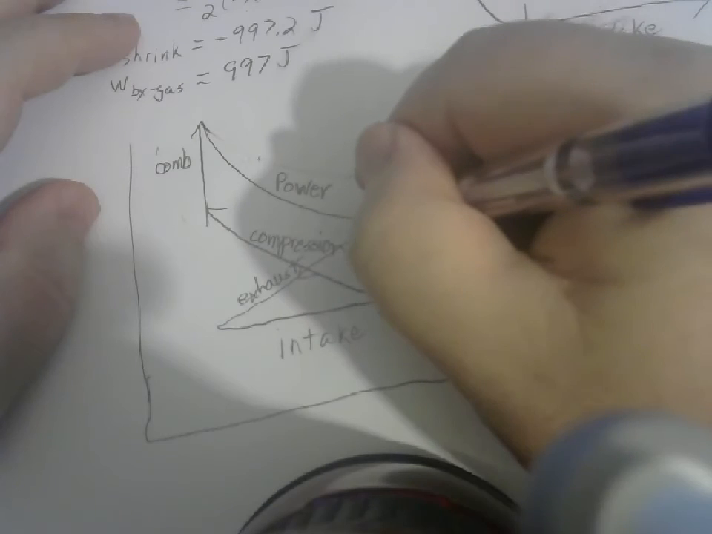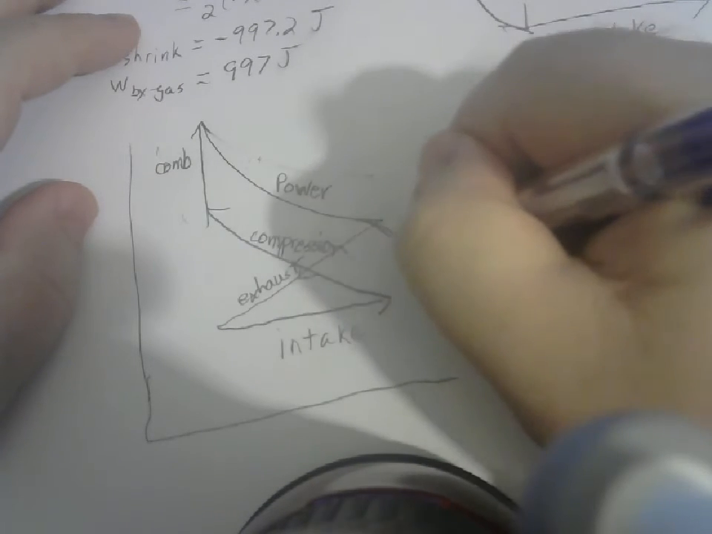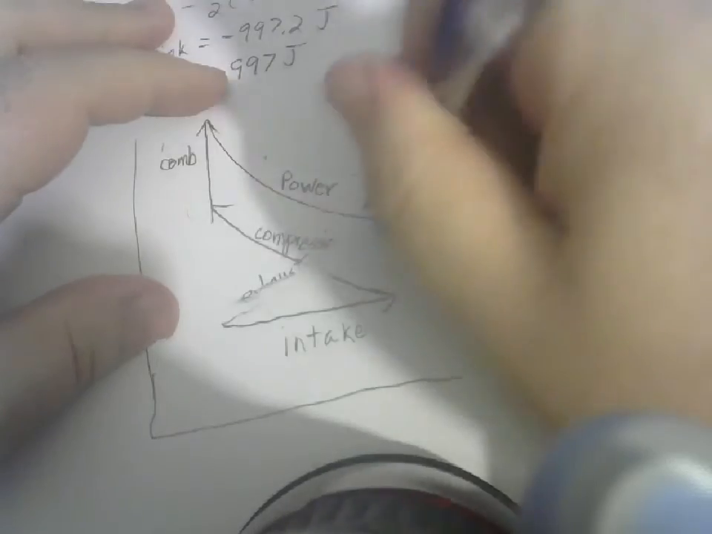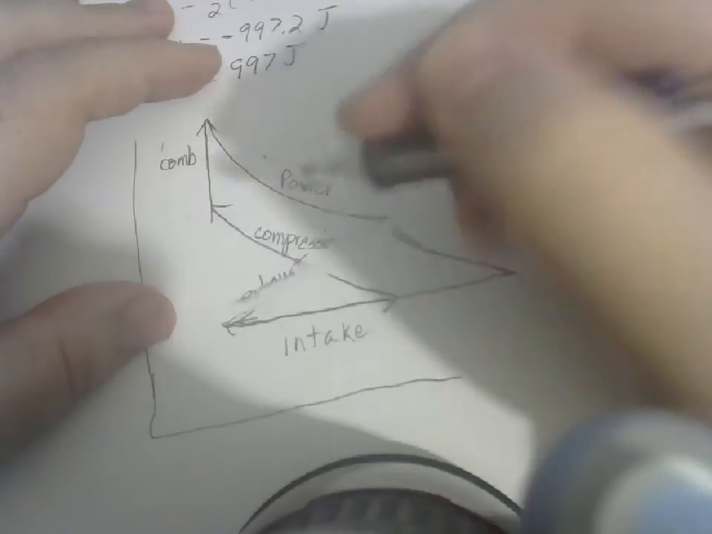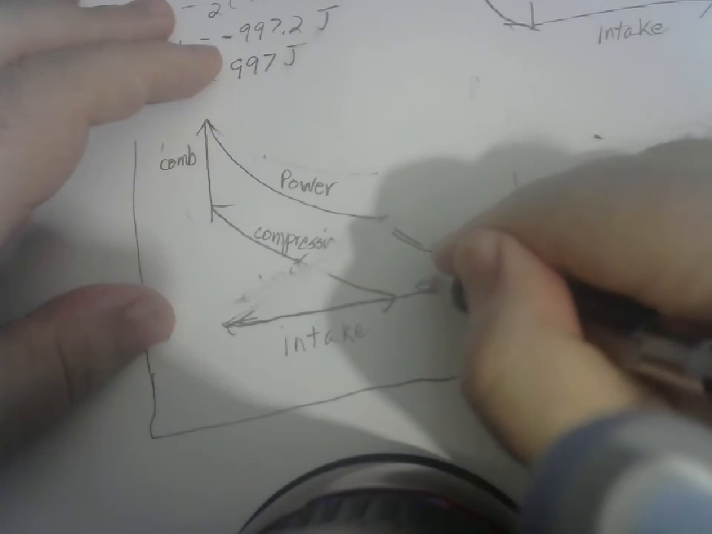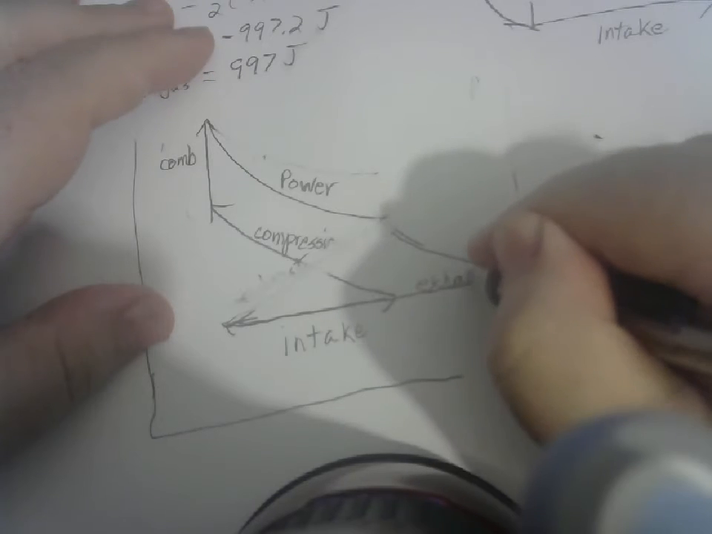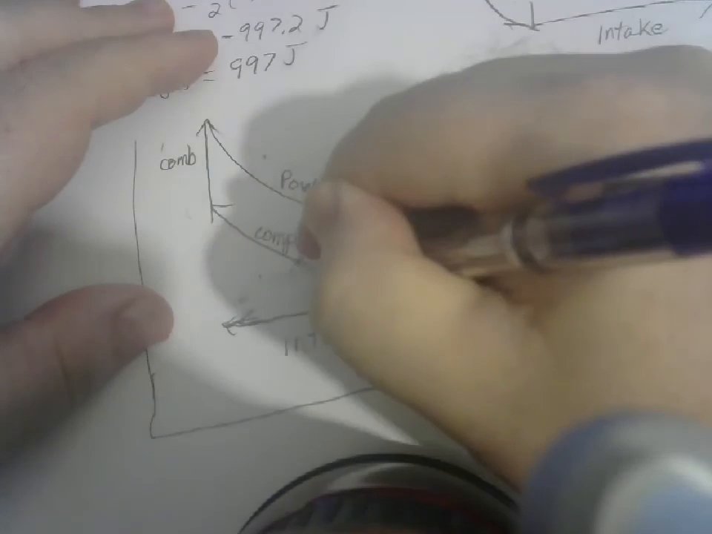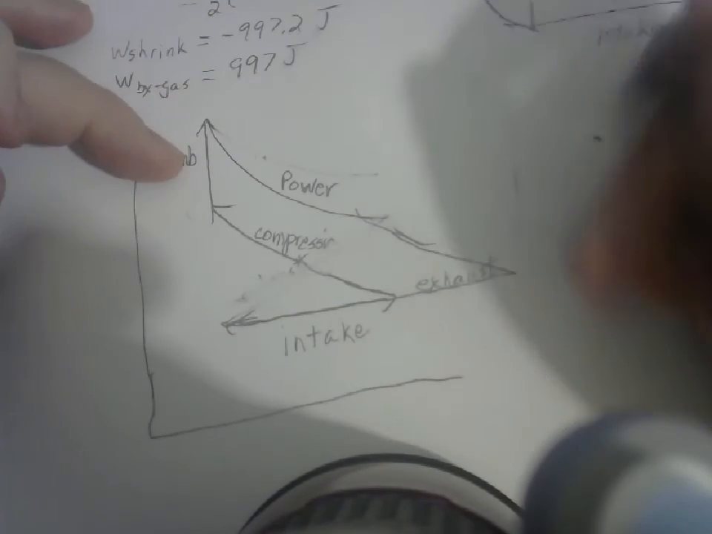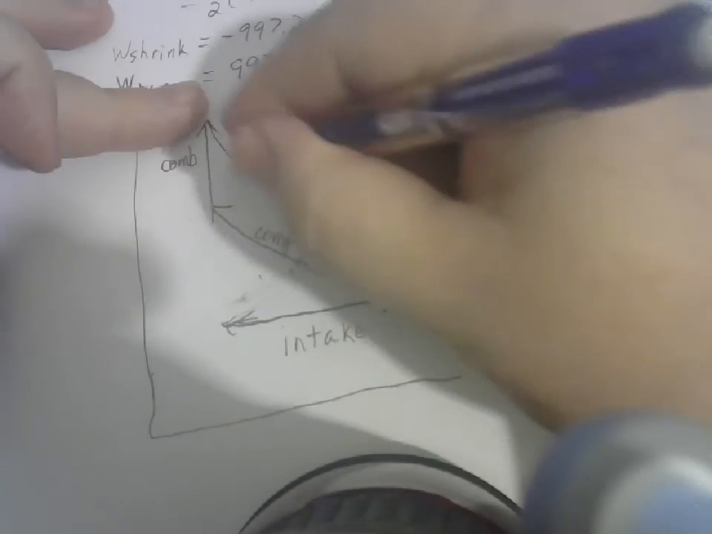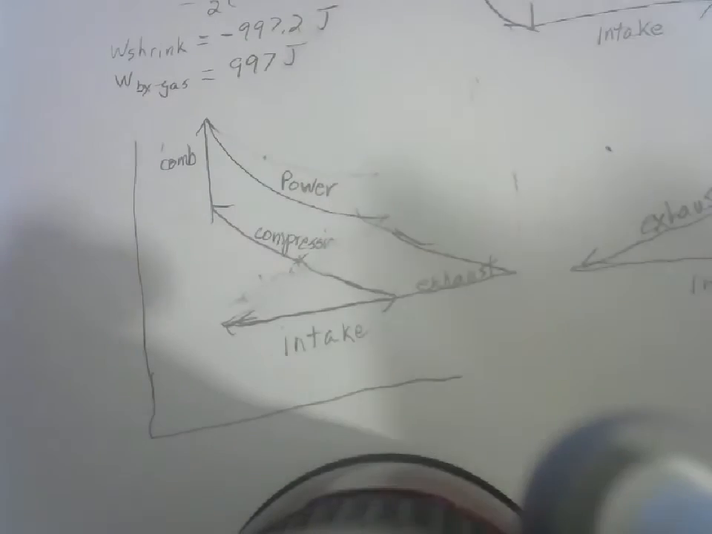Now, it also might be appropriate for me to take the power stroke all the way down to here so that it reaches atmospheric pressure before it begins to exhaust. So we could have all of that available. And so intake and exhaust happen at the same pressure, which is the external pressure. Anyway, so the work done by the cycle is the area between this curve and this curve.